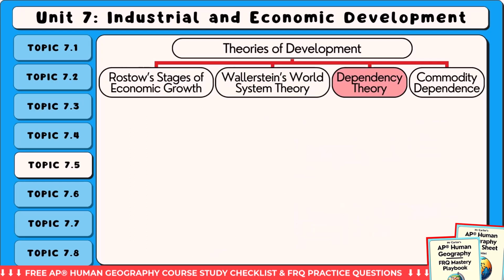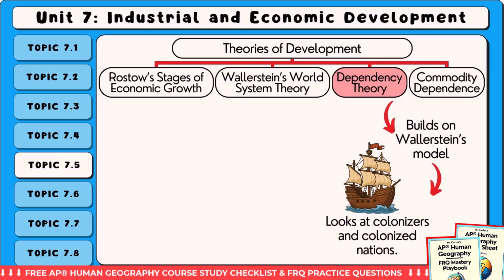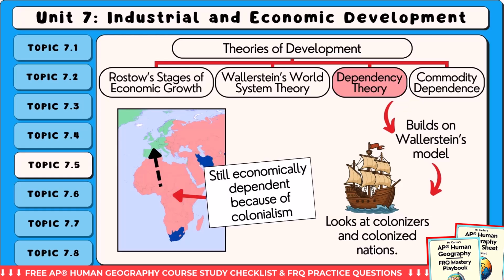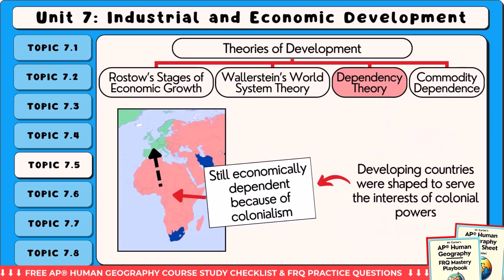Next up, we have dependency theory. This theory builds on the ideas in Wallerstein's model, but focuses more closely on the historical relationship between colonizers and colonized nations. It argues that many poor countries today are still economically dependent on richer countries because of the way colonial systems were set up.